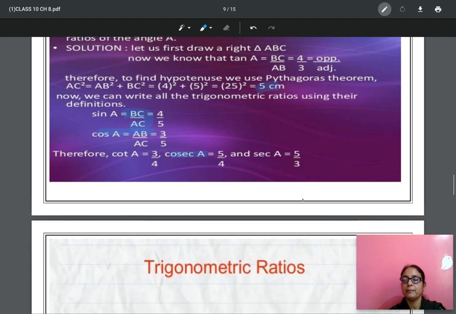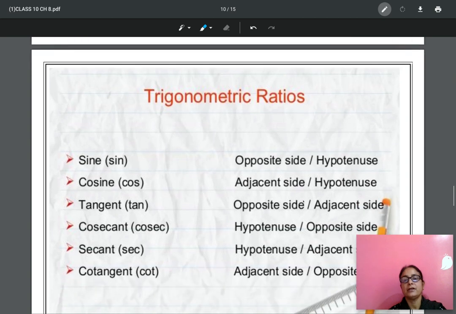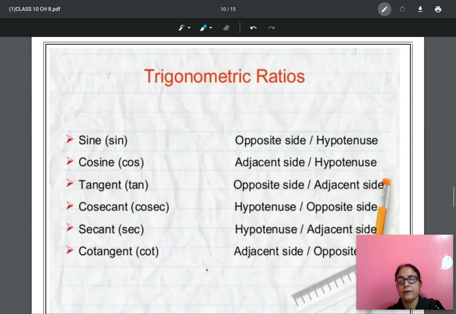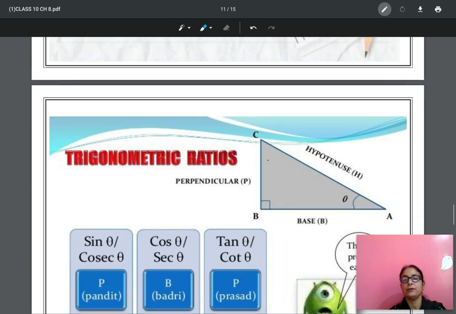Now, how to remember all these formulas? This is given in short as a summary of whatever I have explained to you. Sine, we pronounce it sin. Sine, cos, tan, cosec, sec and cot. These are the formulas which you can note down.